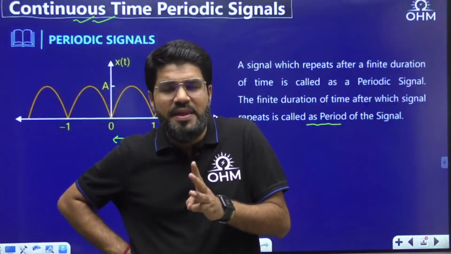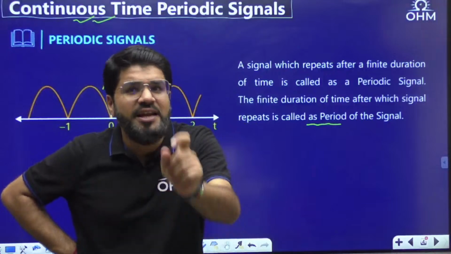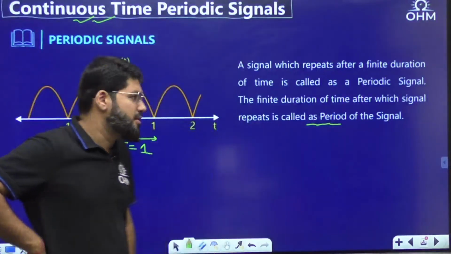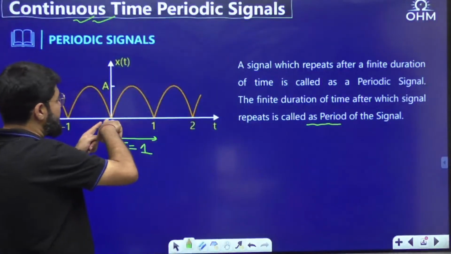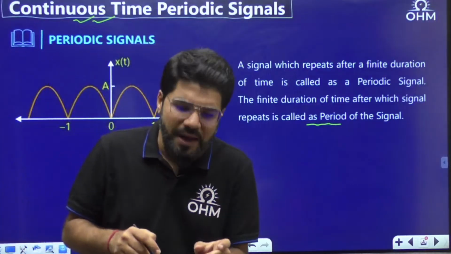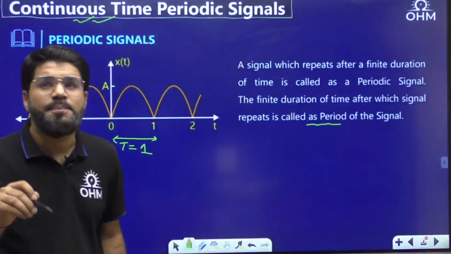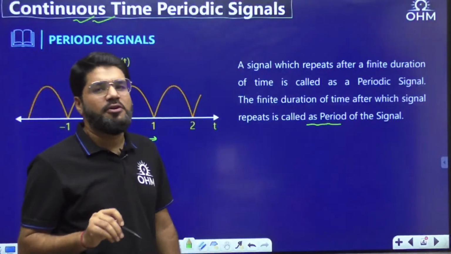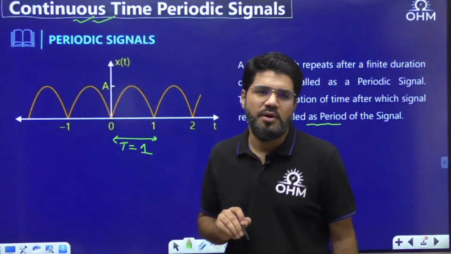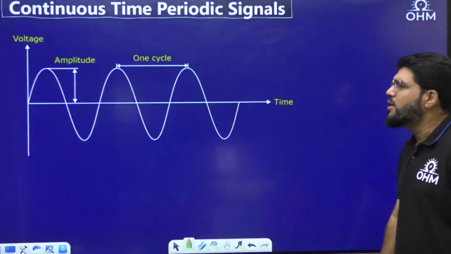Basically period could be any of these things. Period simply means a finite value of time after which repetition occurs. Whatever is at t equal to 0 is the same at t equal to 2, so the period is 2 also. That is why normally we talk about the fundamental period. The fundamental period is the minimum value of time after which the repetition is going to occur.